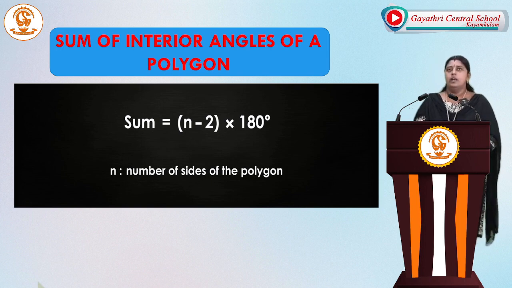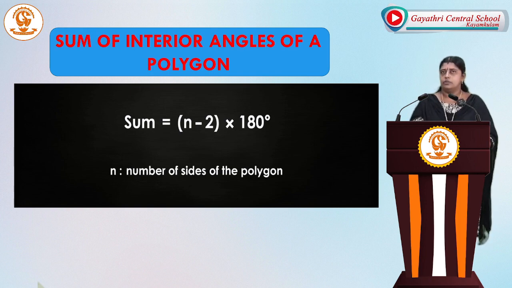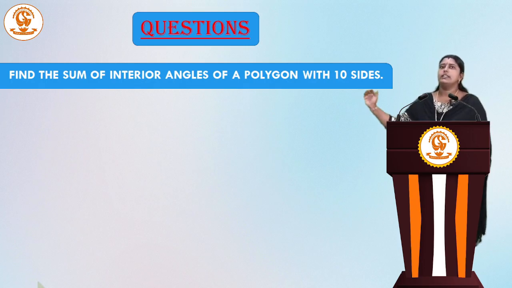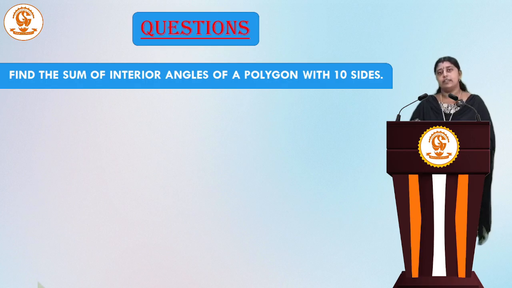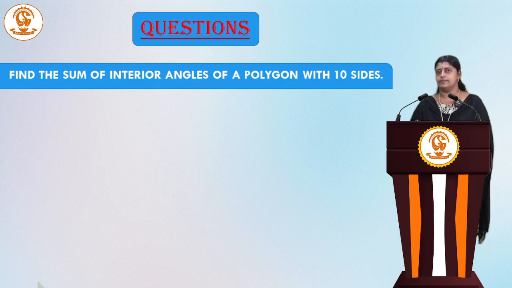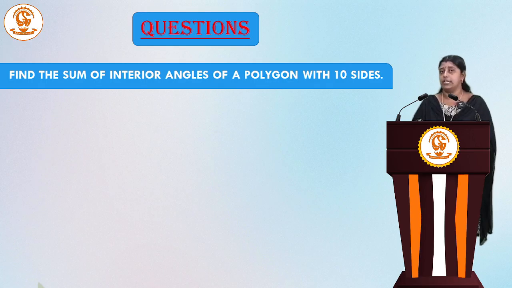Are you ready? Now we are going to discuss some problems. We can apply this formula. You can write this question in your revision book. The question is this: find the sum of interior angles of a polygon with 10 sides. It is given that there are 10 sides, so we can apply the formula. The sum of interior angles of a polygon with n sides is n minus 2 into 180.